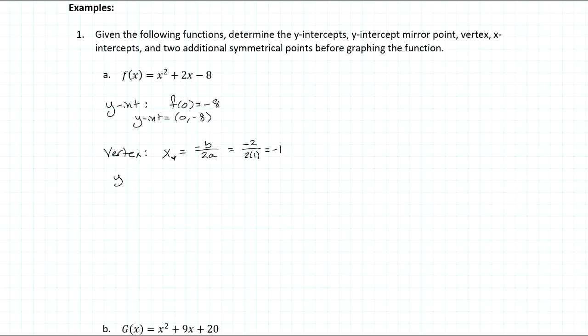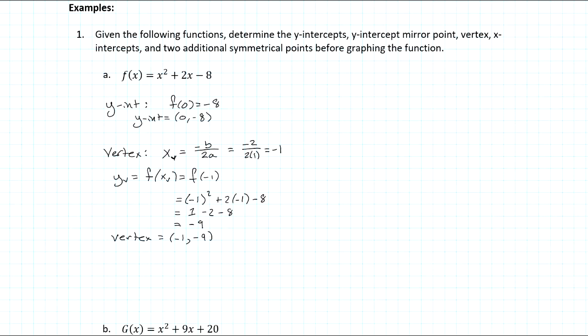And so the y value of the vertex is going to equal f of the x value of the vertex, which we just found to be negative 1. f of negative 1 equals negative 1 squared plus 2 times negative 1 minus 8. Simplifying this down, we get 1 minus 2 minus 8 equals negative 9. So the vertex is the point negative 1, negative 9.